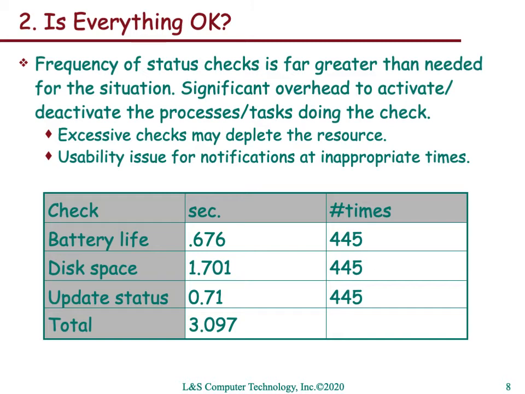This example shown in the table was found in a very large startup scenario, one of many significant performance problems. These three are a subset of the total checks that ran as system tasks, quote, in the background, but there was only one processor, so they impacted the response time. These ran every 500 milliseconds, so there were 445 checks of battery life, disk space, and updating the status during the startup scenario. All of the checks together consumed about 20% of the startup time.